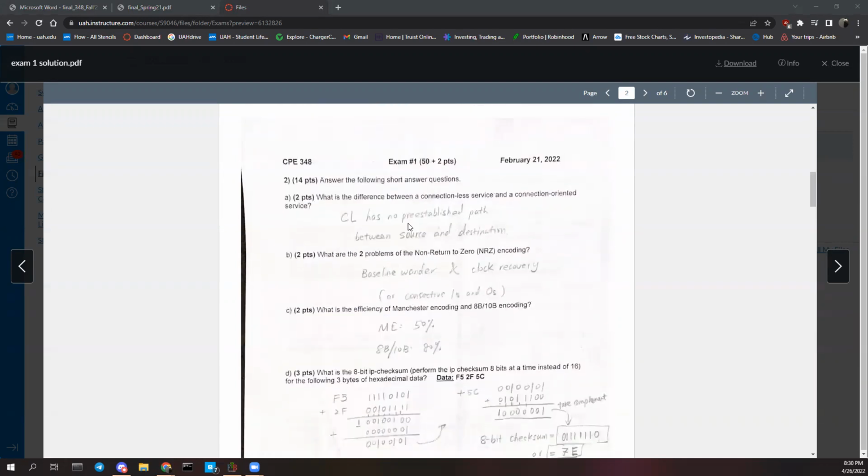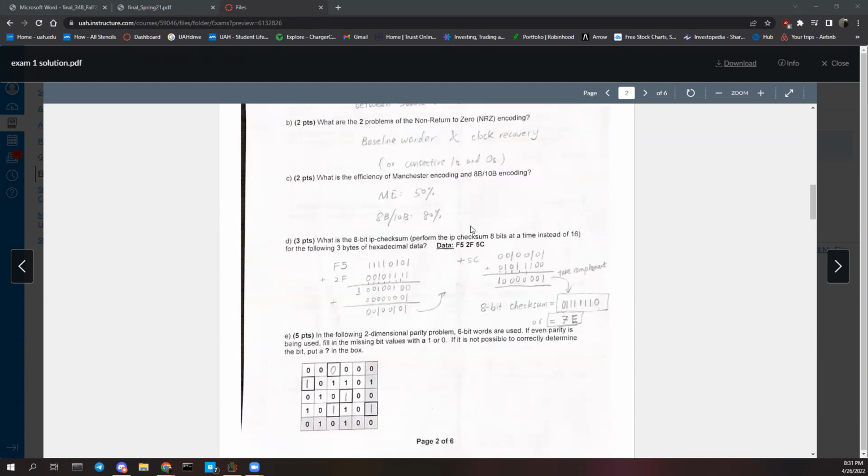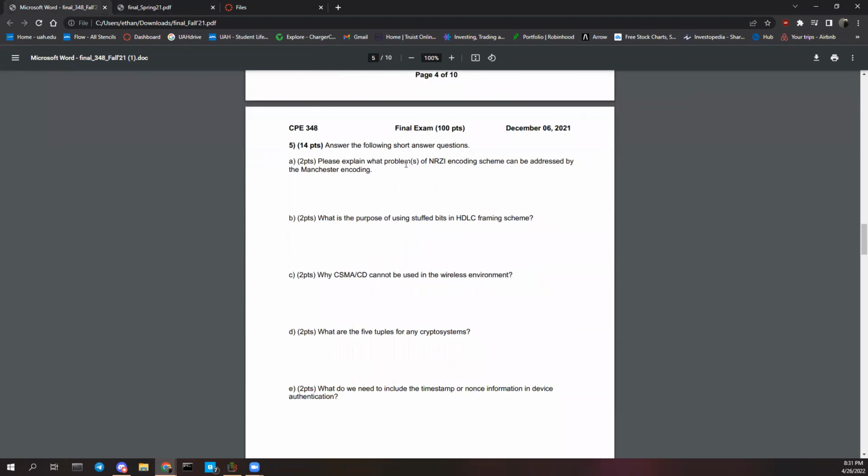But then other quick questions: what's the efficiency of different encoding schemes? 8-bit to 10-bit is obvious, 8 divided by 10 is 80%. Manchester, you just have to memorize, and if you didn't have it memorized, you lose. But here's the thing: when you need to pull something out of thin air, you guess 50% for efficiencies. 50% is super common. Just guess that if worst comes to worst. Now we'll go back to the actual other exam. But that's the NRZ stuff.